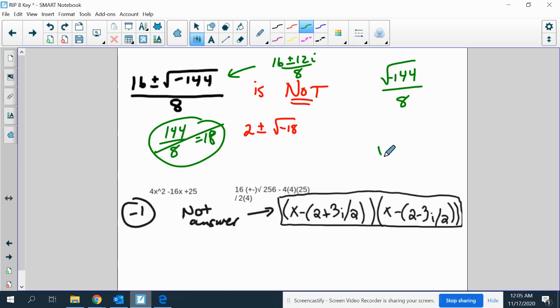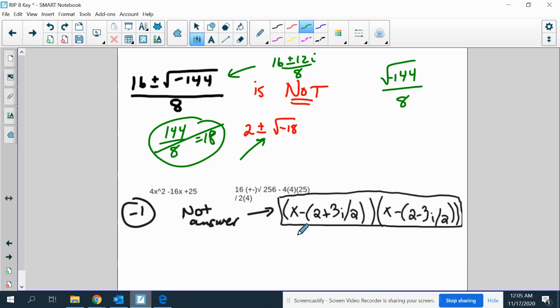Whereas if it was the square root of 144 over 8 and both of them were inside of a square root, that would be okay. But you can't do that in this particular problem. So this is not 2 plus or minus root -18.